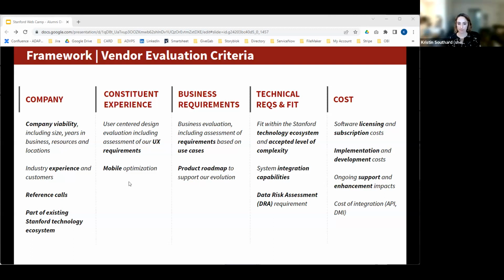Then the constituent experience, the UX requirements: do they actually meet the things that we are looking for? Obviously, the business requirements, highly, highly important: would it actually work for the business? The technical requirements: is our data going to be okay? That was one of the big questions in there. And then, of course, the cost evaluation.